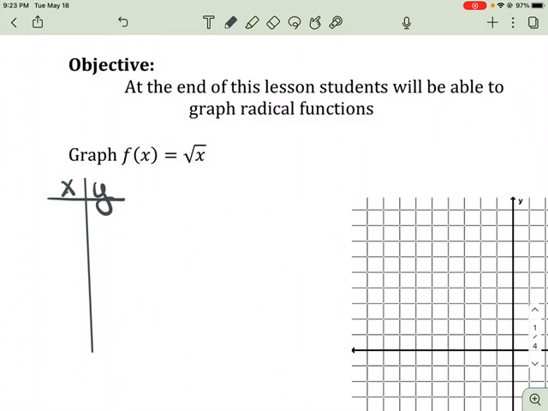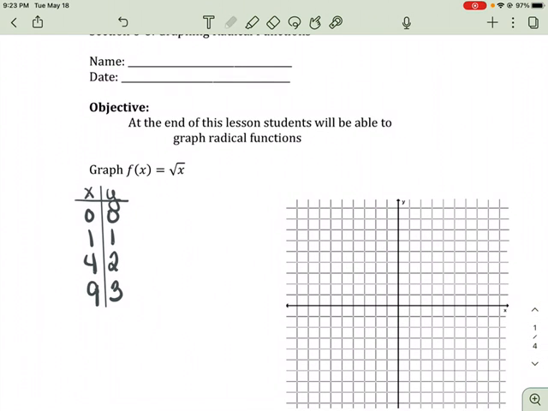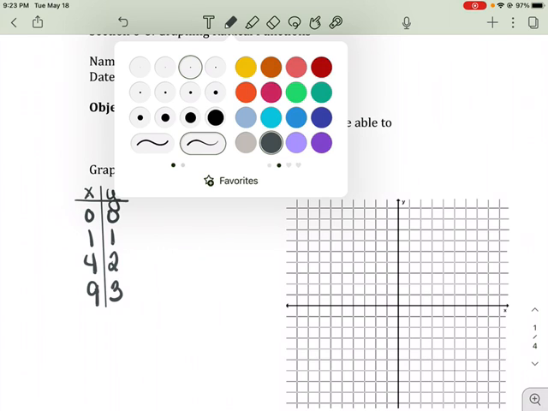Okay, so I'm going to put in perfect squares. Now, keep in mind we can't take the square root of a negative number, so I have to start at 0. We don't have a choice. And then the next perfect square after 0 is 1, 4, and 9. So the square root of 0 is 0, the square root of 1 is 1, the square root of 4 is 2, the square root of 9 is 3. Okay, so that is what we're going to graph.